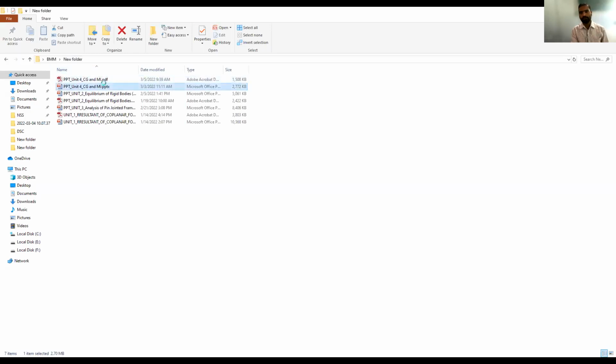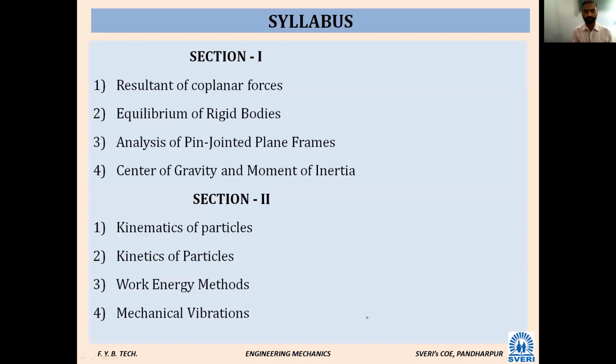Yesterday in the last class we have started with the next chapter, that is chapter number 4. Is the screen visible to everyone with full screen? Yes, sir. Yes. Okay. Now it is visible.